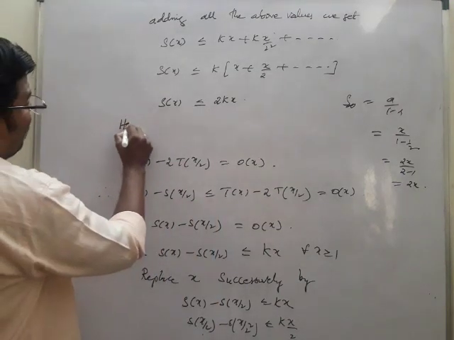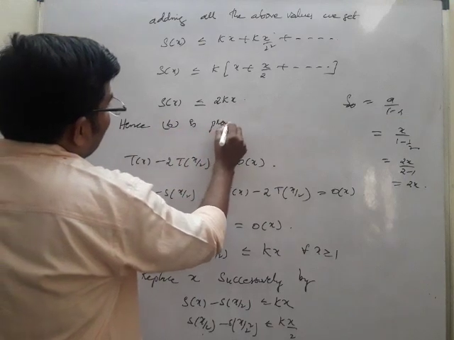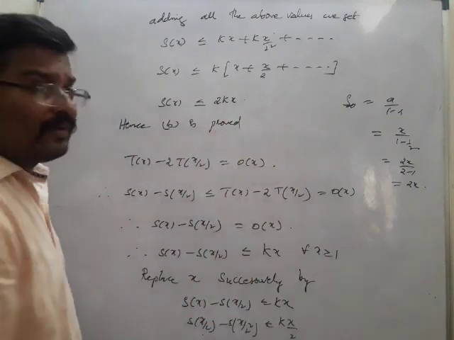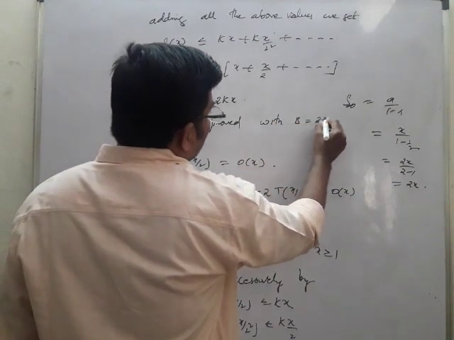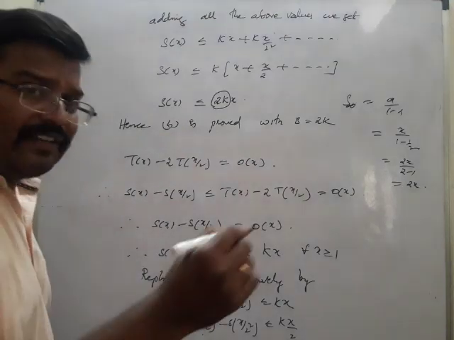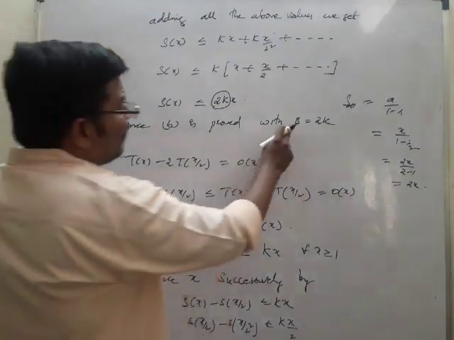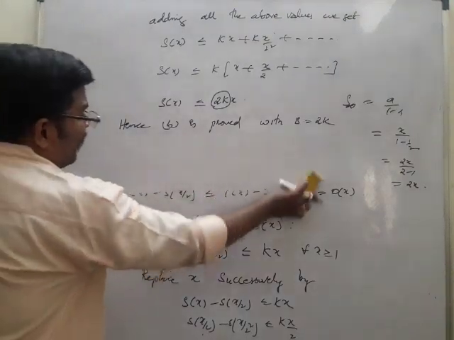Hence B is proved. B means the second one is proved. That is, B is equal to 2k, which we need to be less than or equal to B x. So B is nothing but 2k, which you got. Hence we have proved it in this form.